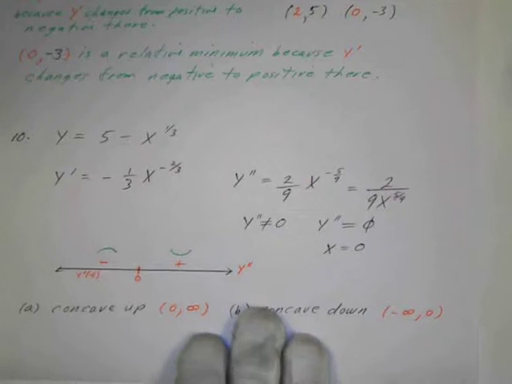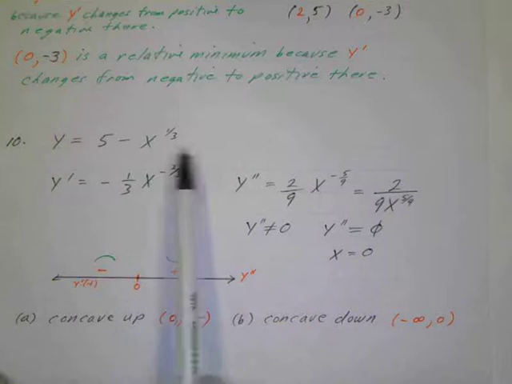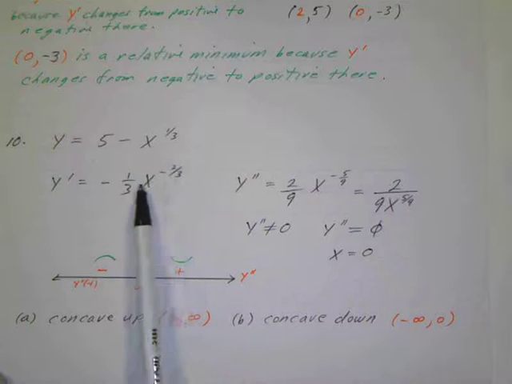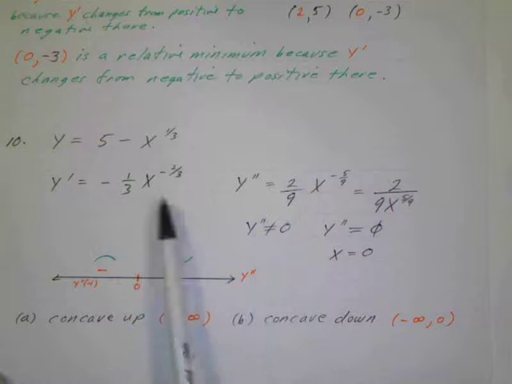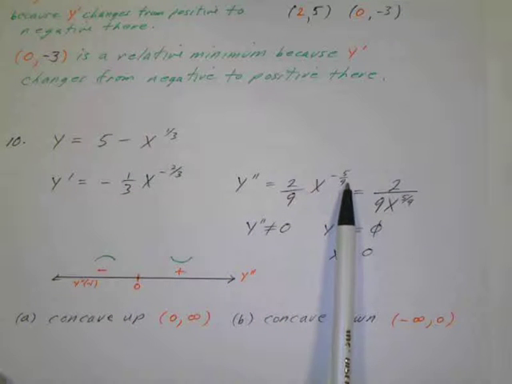Let's take a look at number 10. And number 10, we just wanted to determine the intervals in which the function is concave up or concave down. So we take the second derivative. So first of all, we take the first derivative, which is going to be negative 1/3 x to the minus 2/3. And then I take the second derivative. A negative times a negative is a positive. 2 over 9. X to the negative 2/3 minus 3/3 is minus 5/3.